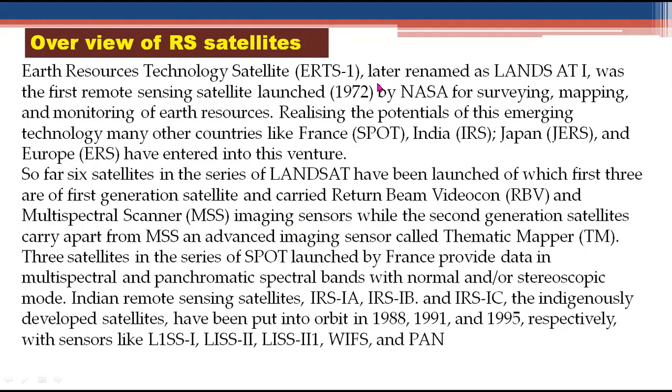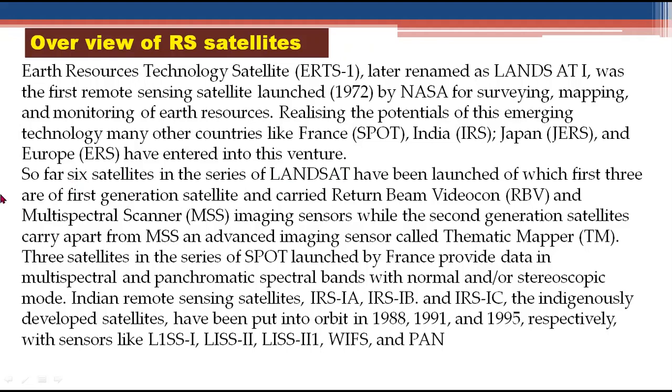In terms of overview of remote sensing satellites, similar to what we already discussed. The Earth Resource Technology Satellite, ERTS-1, later renamed Landsat 1, was the first remote sensing satellite launched in 1972 by NASA for surveying, mapping, and monitoring of Earth resources. So that was the first satellite, and we already discussed that in 1972. Realizing the potential of this emerging technology, uske baad many other countries like France launched the SPOT satellite, India launched IRS, Japan launched JERS, and Europe, ERS, have entered in this venture.